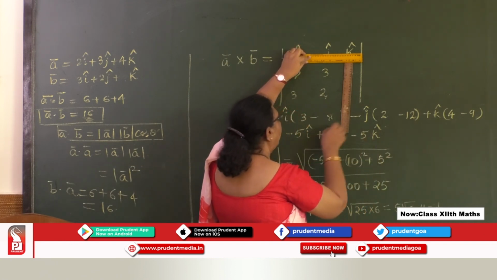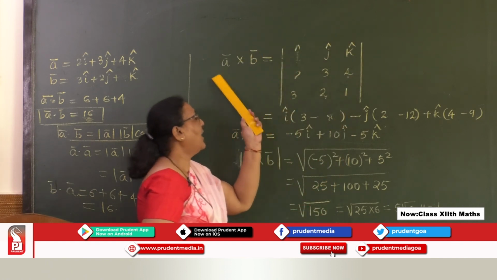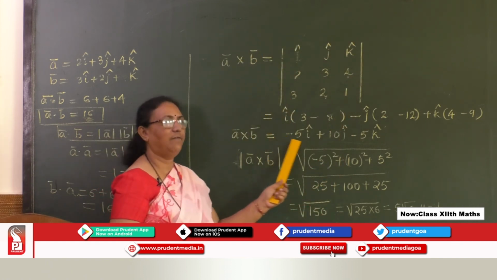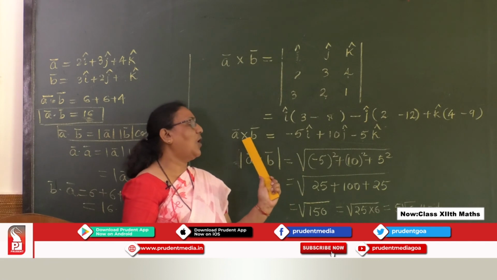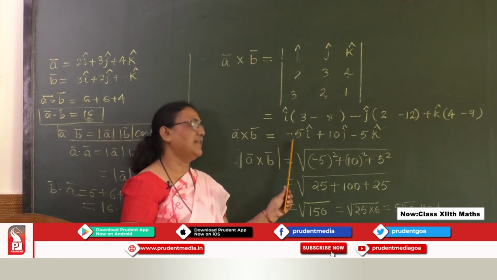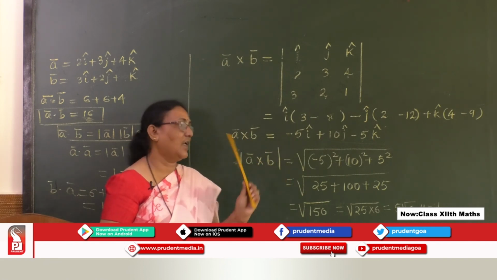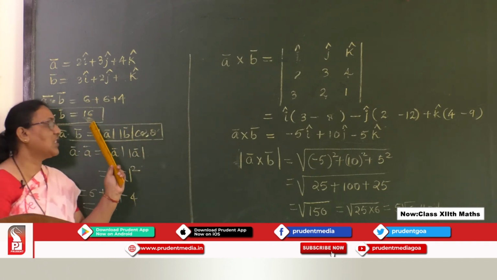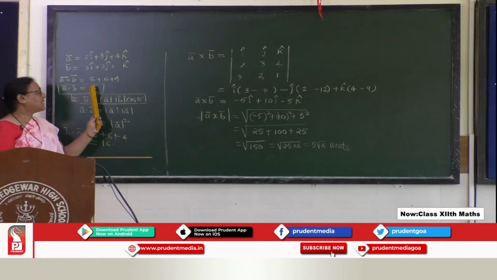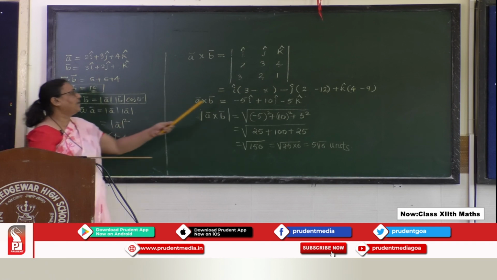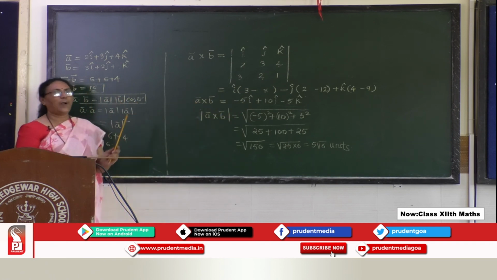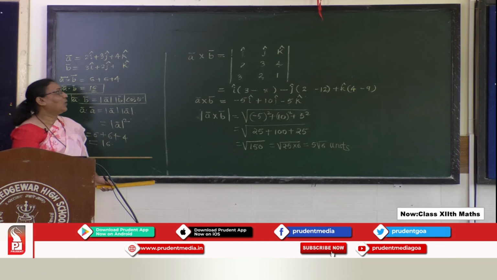So you will get a vector. When you take the cross product, you will get a vector. That's why this is called vector product, because the answer is coming as a vector. In the earlier case the answer was scalar, that's why it is called scalar dot product and vector cross product. This part is clear to you all? Okay.